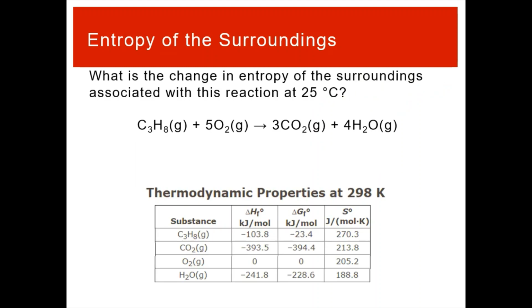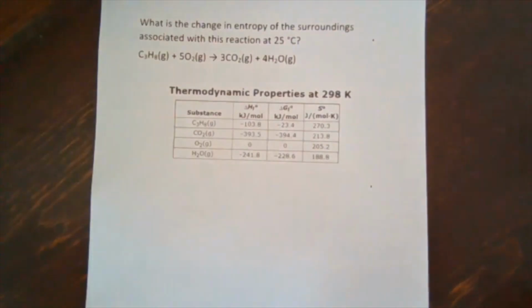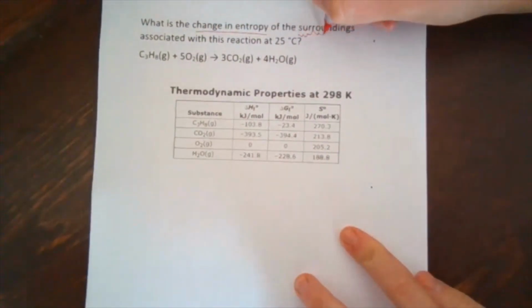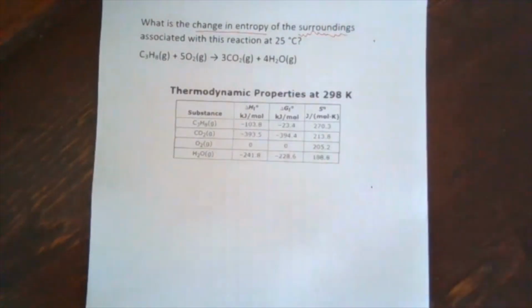Let's do that. What is the change in entropy of the surroundings associated with this reaction at 25 degrees Celsius? It's the same reaction we looked at in the last video. I have propane combustion, C3H8 plus 5O2 gives me 3CO2 and 4H2O. Here are some handy thermodynamic data. So what is the change in entropy? Similar to what we've seen previously, but now it's of the surroundings.